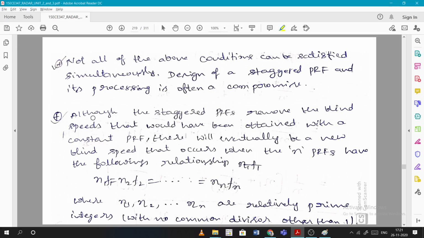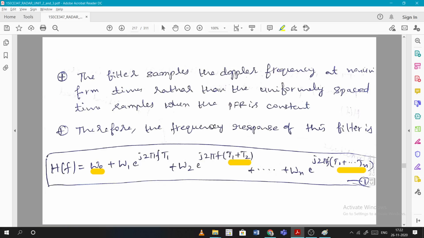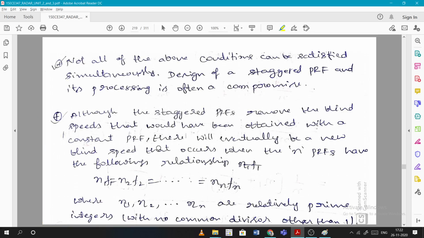Although the staggered PRF removes the blind speeds which would have been obtained with the constant PRF, that means if you use a constant PRF, there will be blind speeds, right? It will remove those if you are using a variable staggered PRF. But basically, as I told, there will anyway be a new blind speed at some point, but it will be far away. This new blind speed occurs when the N PRFs have the following relationship.